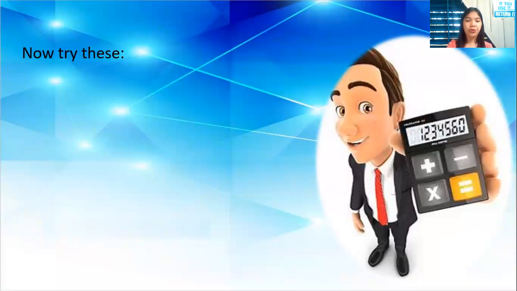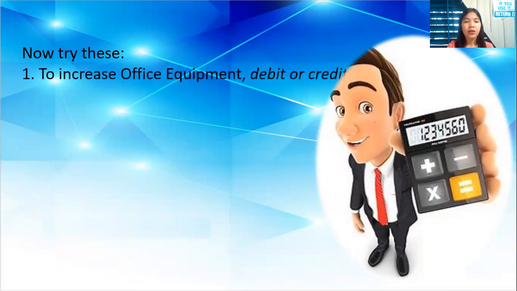Next one, now try this. You will just say if you debit it or credit it. Okay, let's start. First, to increase office equipment, debit or credit? You are going to debit it because you are going to increase, because the normal balance of the equipment is on the debit side. If you're going to increase that particular item, you are going to debit it.